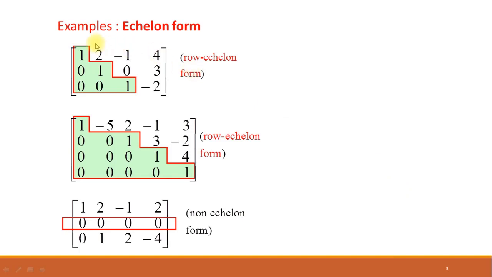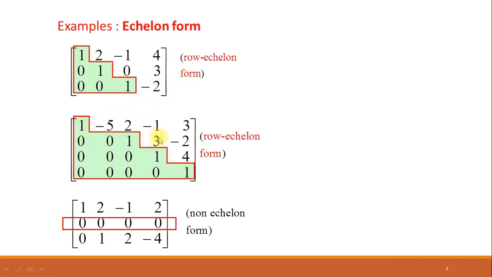Now let's move on to an example. Suppose this is a matrix. This matrix is in row echelon form because the number of zeros increases row by row before the first non-zero entry in each row. This is the non-zero entry in this row, and before it there is only 1 zero. In this row, this is the non-zero entry, and before it there are 2 zeros. So the number of zeros in each row increases row by row before the first non-zero entry. So this matrix is in row echelon form.